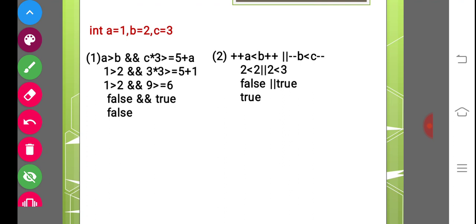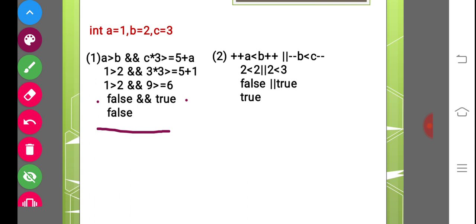Now, first of all, you assign the values of A, B, and C. Is 1 greater than 2? The answer is false. AND operator, 3 multiplied by 3, 9, is greater than or equal to 5 plus 1, 6. Now one is false, another one is true. By using the AND operator, the answer is false. If both these are true, the answer is true. If both these are false, the answer is false. If any one is false, the answer is false in case of the AND operator.